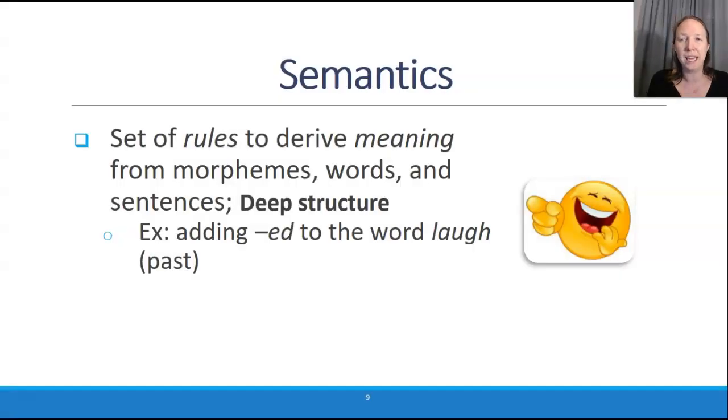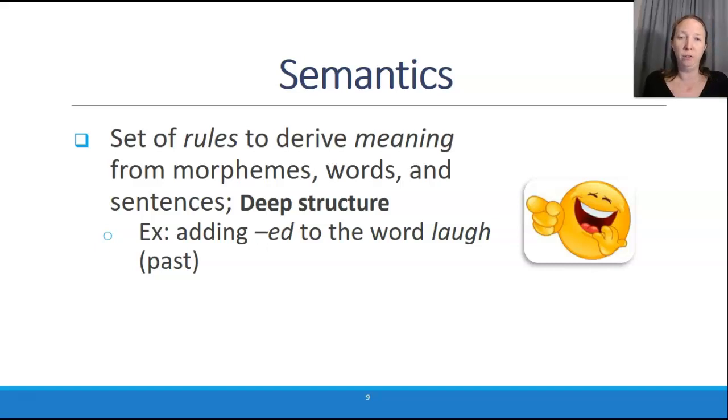Meanwhile, semantics is the set of rules to derive the specific meaning you're going for. Just because something is grammatically sound, like Jack the Giant Killer, doesn't mean it's conveying what you want it to. Semantics, the set of rules to derive meaning from morphemes, words, and sentences, is the deeper structure, where you put the emphasis, or where you might put commas or order. So it really does deliver the meaning that you're looking for.